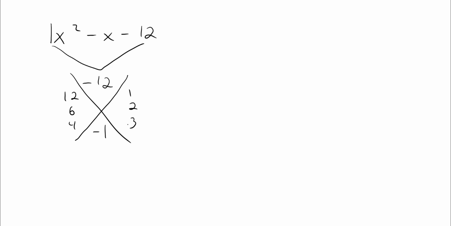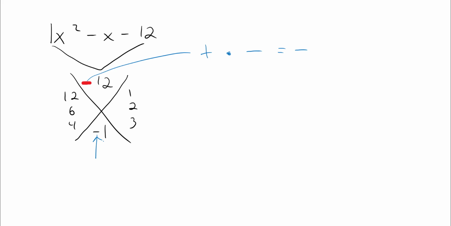So since this is negative here, math fans, one of those numbers has to be positive and one has to be negative. Because think about it, if I multiply a negative times a positive, or a positive times a negative, that gives me a negative number. And that's what I'm looking for. This has got to be negative. So one of these is negative.